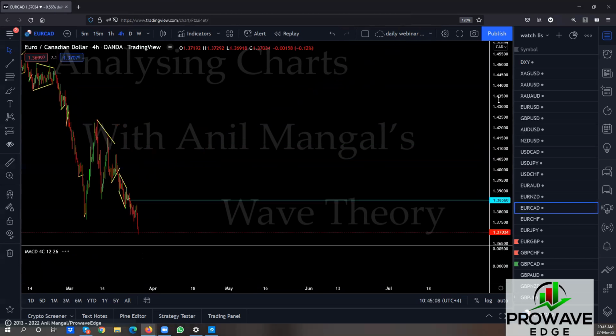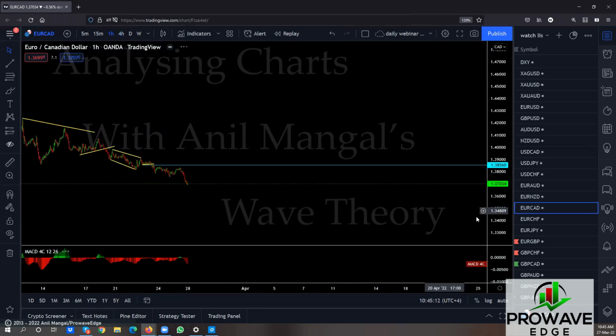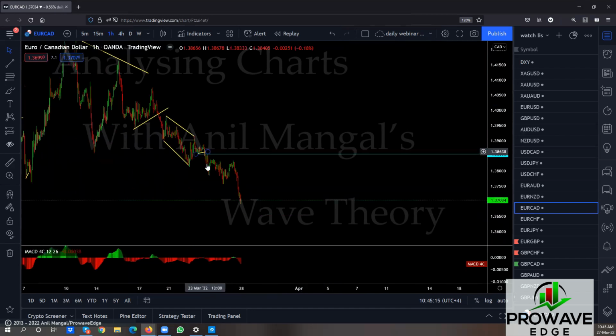Eurocad. Good. This one is a good sell. You can see that sell setup there. Perfect. There's a running flat. It's easy. You've got a running flat, you've got to sell. You sell. There's a bigger flat there. There's a sell setup there.